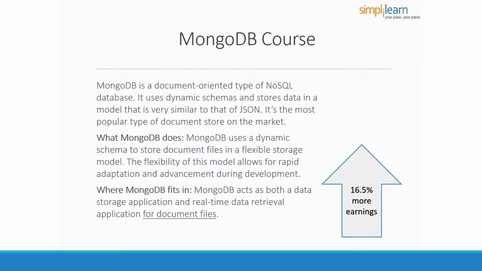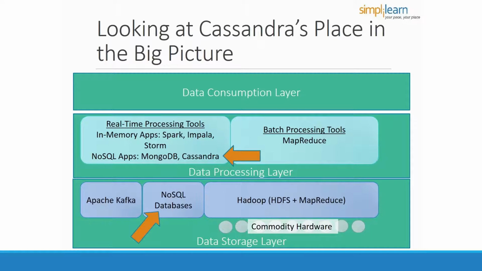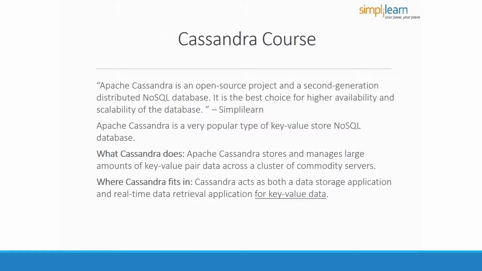And according to the CIO website, MongoDB professionals are earning 16.5% more salary than their counterparts. Looking at the Cassandra solution, Cassandra is an open source project and a second-generation distributed NoSQL database. It's the best choice for higher availability and scalability of the database, according to Simplilearn. And it's a very popular type of key value store NoSQL database.